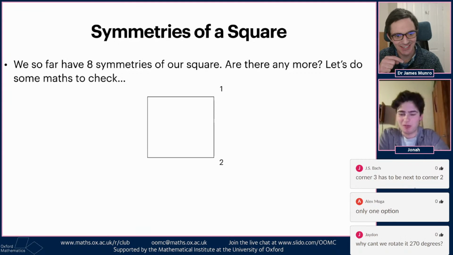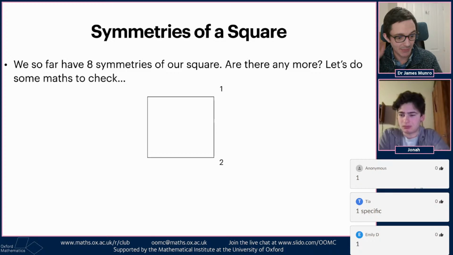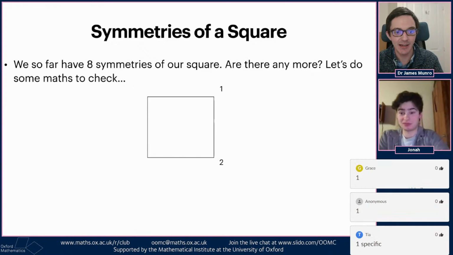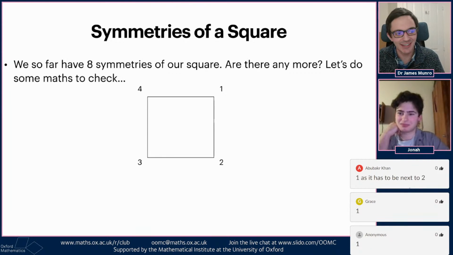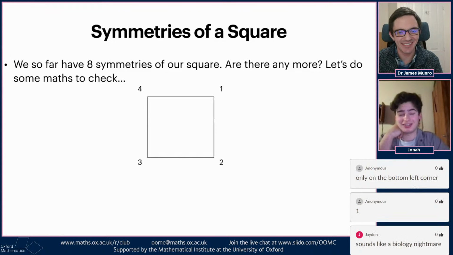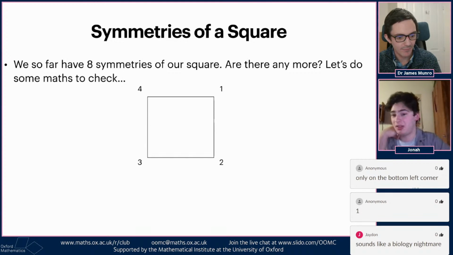So the question you've just asked is, how many possibilities are there left? And chat is pretty unanimous that corner 3 has to be next to corner 2, so there's only one possibility for what the other corners are doing. This is, again, not quite like permutation theory, where if you've got 2 things left, you can choose one of them. But here there's only one option. Yeah, that's completely correct. By the exact same logic that we can't break the edge between 1 and 2, we can't break the edge between 2 and 3, or the edge between 1 and 4. So there is only one possibility.